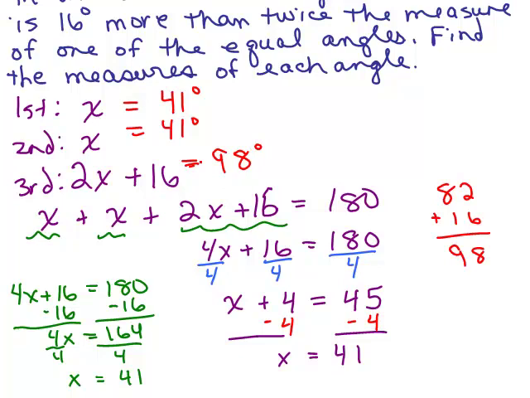So now the question is, does that make sense? First of all, is it true that this third angle is 16 more than twice one of the equal angles? And that's certainly true. We did it over here. What's the other thing to check? That the angles add up to 180 degrees. So let's check that out.